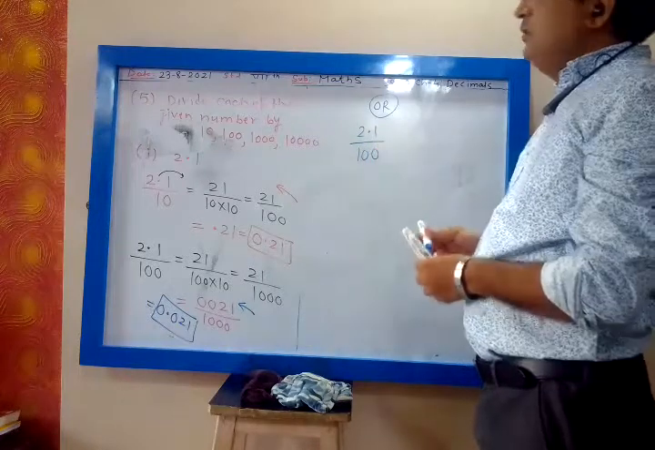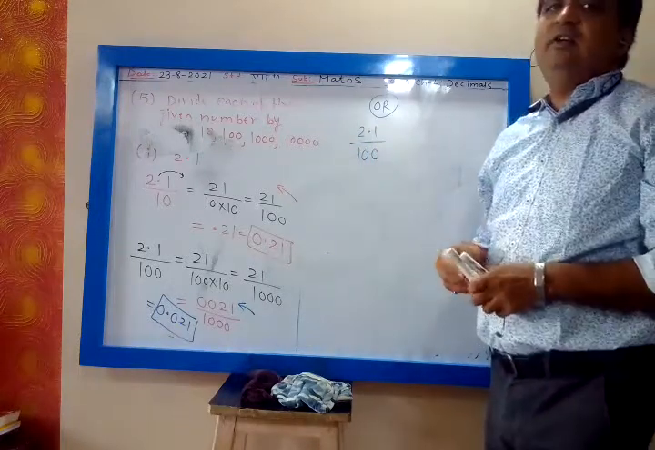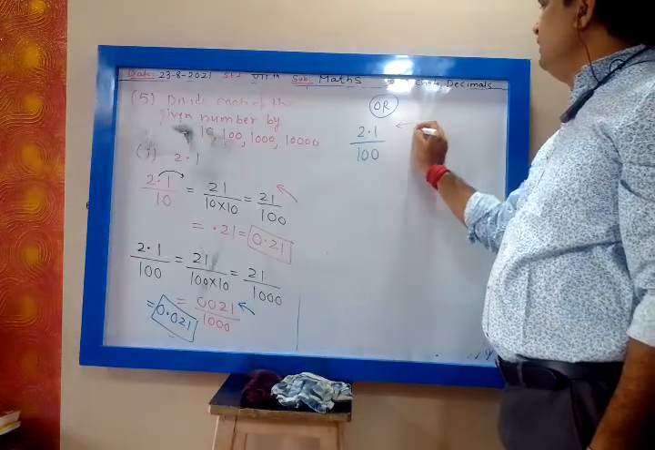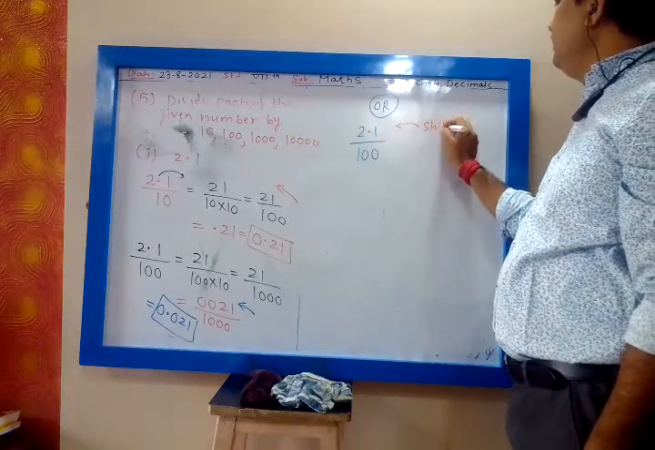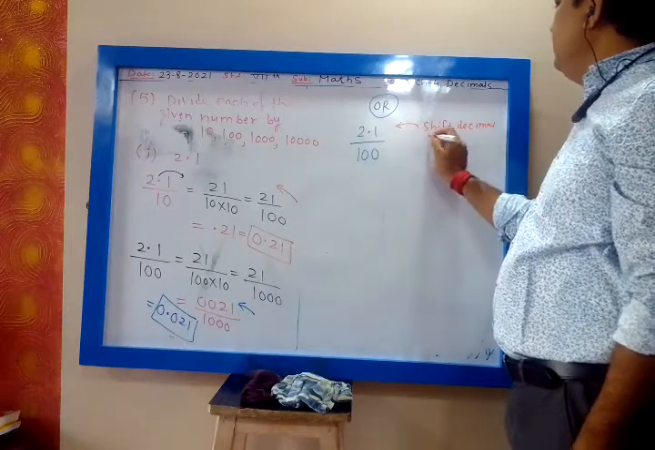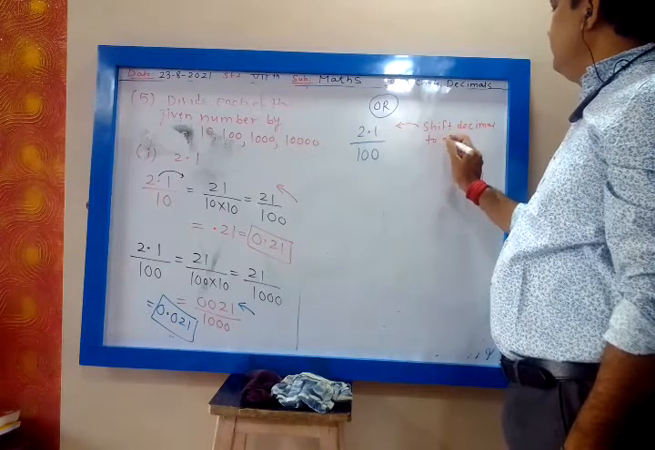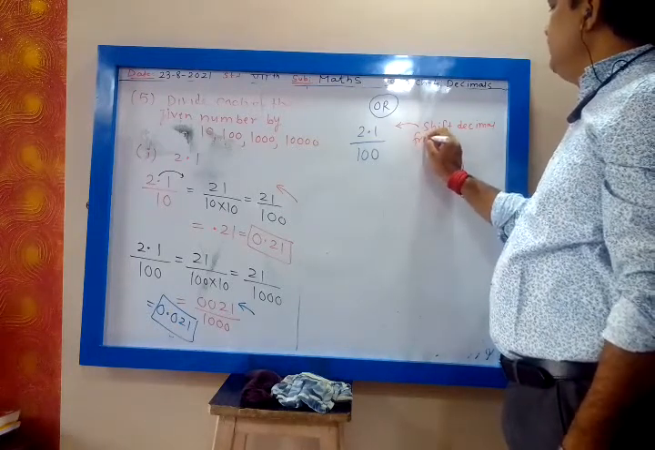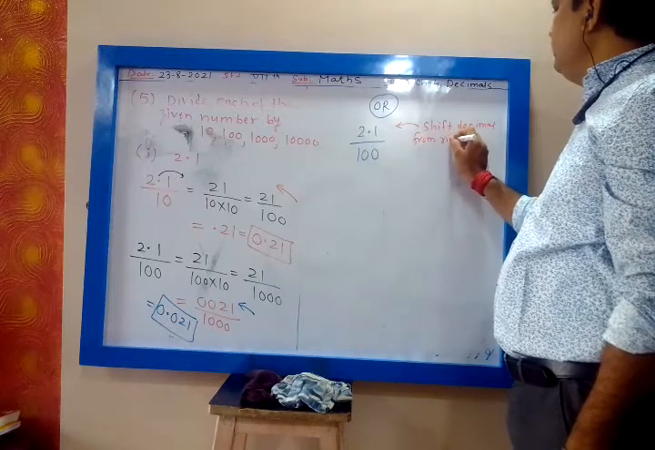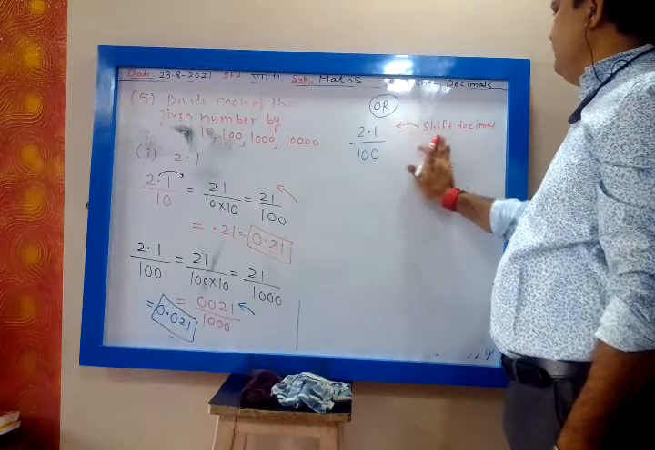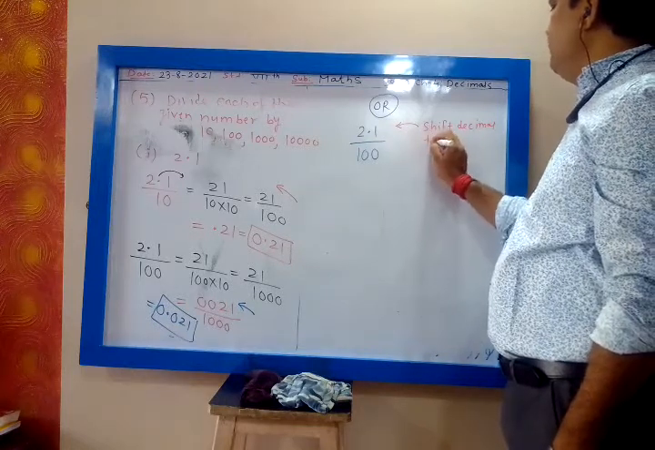Now, whenever there is 100 or 10 in the denominator, you have to shift the decimal. Shift decimal to left. Shift decimal from right to left.